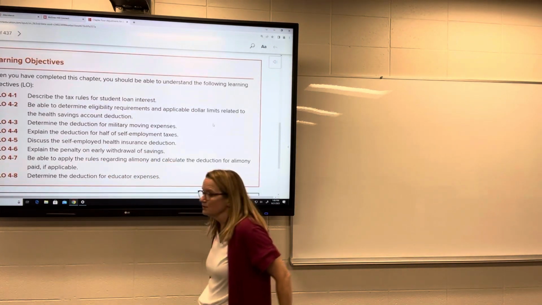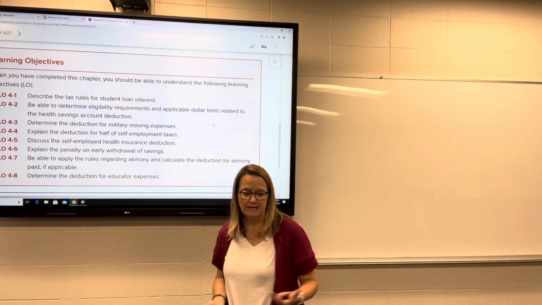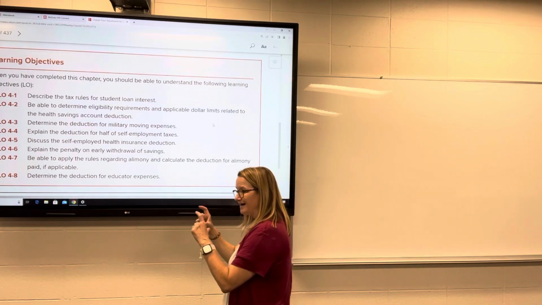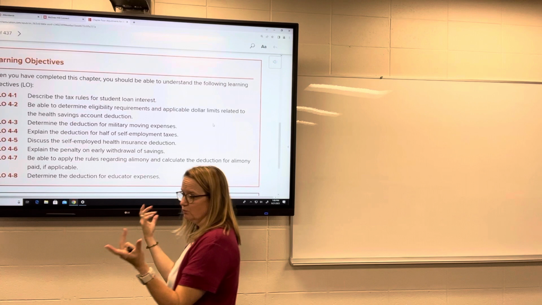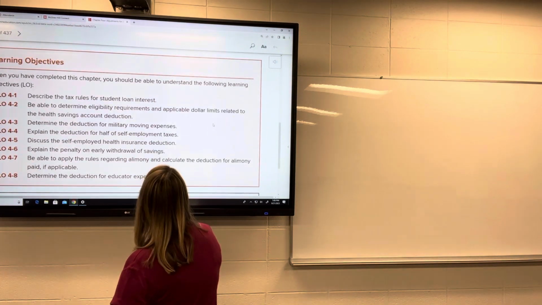Penalty on early withdrawal of savings. We'll go through this. You may have noticed on the 1099-INT form, the interest form, that there is a box for early withdrawal penalties. We'll go through what exactly that means, but that is another one of those deductions.